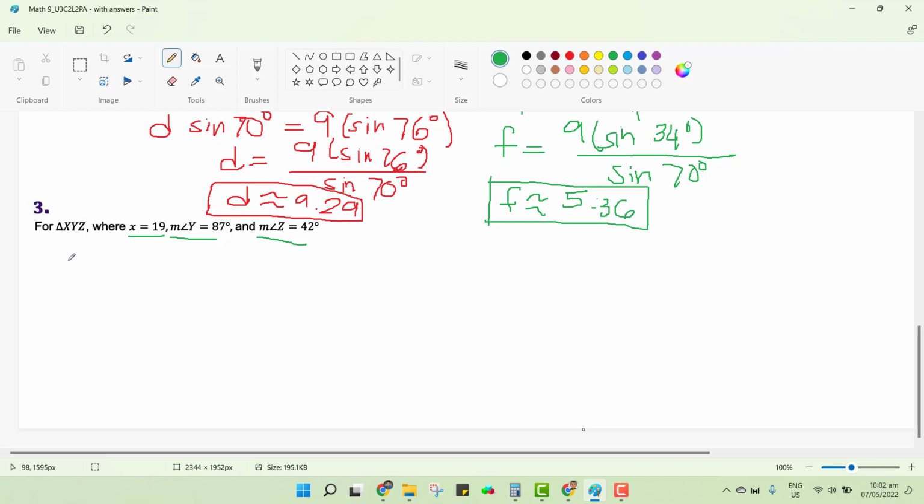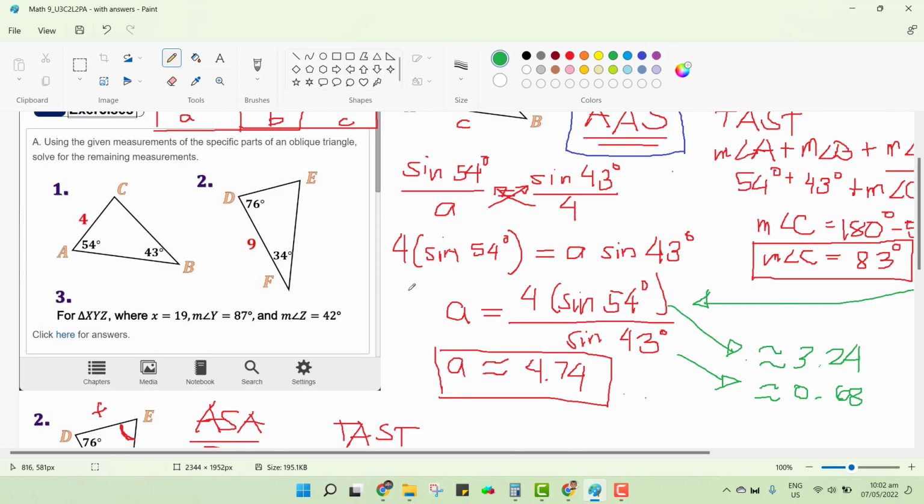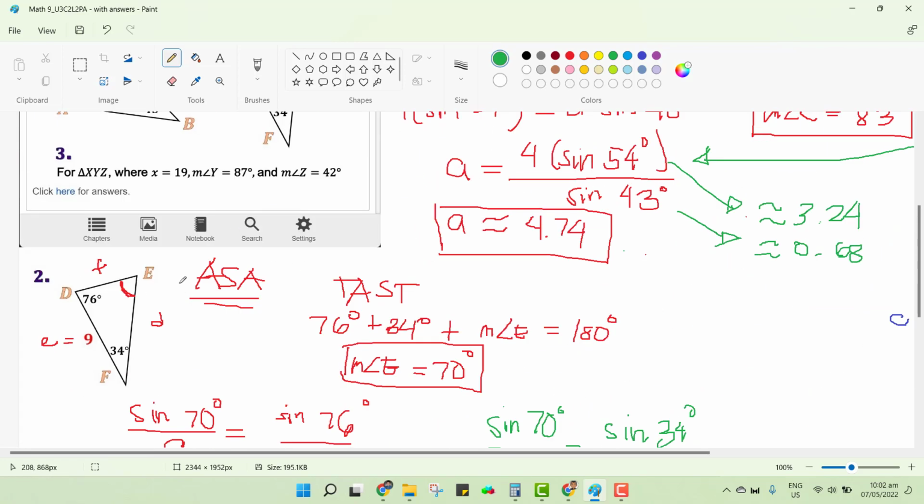So if we're going to draw it, if this is Y, if this is Z, this is X. Angle Y is given, angle Z is also given, and side X. And we know that side X is directly opposite angle X. So this is an example of an ASA situation, still solvable under the law of sines, similar to number 2.